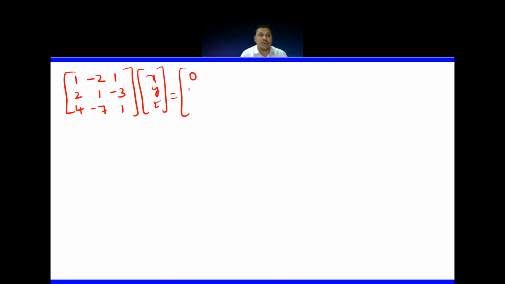So if I write the matrix in a shorter form, it is 1, minus 2, 1, then 2, 1, minus 3, then 4, minus 7 and 1. This was my matrix, and I have x, y, z with the values 0, 5 and minus 1. Now, to apply the Gaussian elimination method, you have to form an augmented matrix.